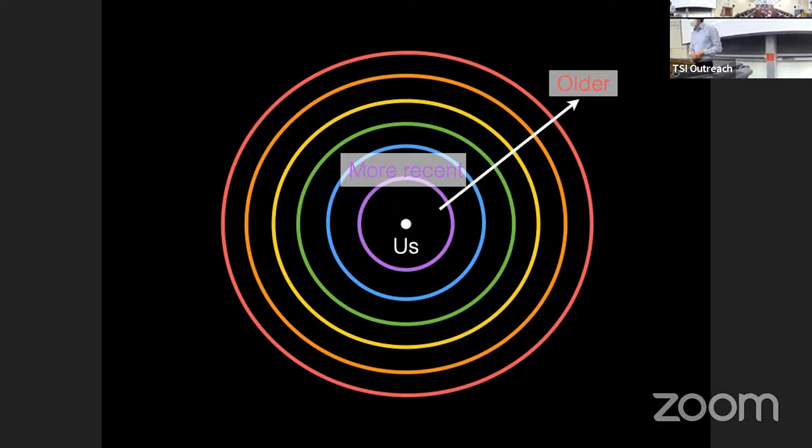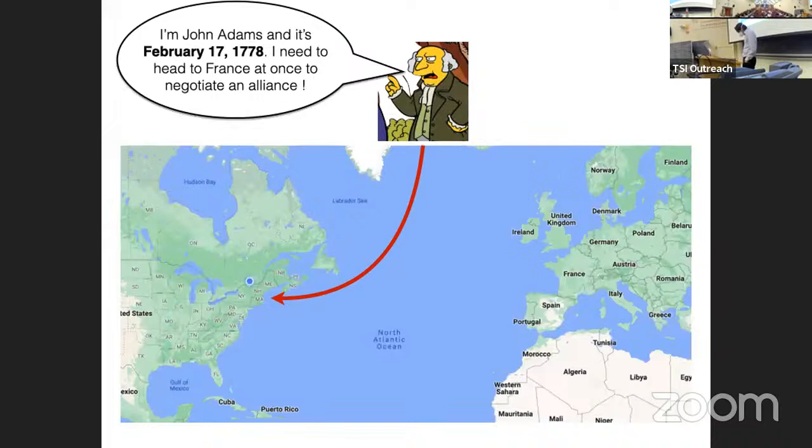Now, this may seem a little weird to you. But the reason this seems weird is that we are so used to our smartphones and instantaneous communication. So if I talked to someone hundreds of years ago, this would make perfect sense to them. Here's an example. We're going to go back to the 1700s. It's February 17th, 1778, and the Americans are fighting the British in the American Revolutionary War, and things aren't going well for the Americans. In fact, they are desperately looking for an alliance with France.